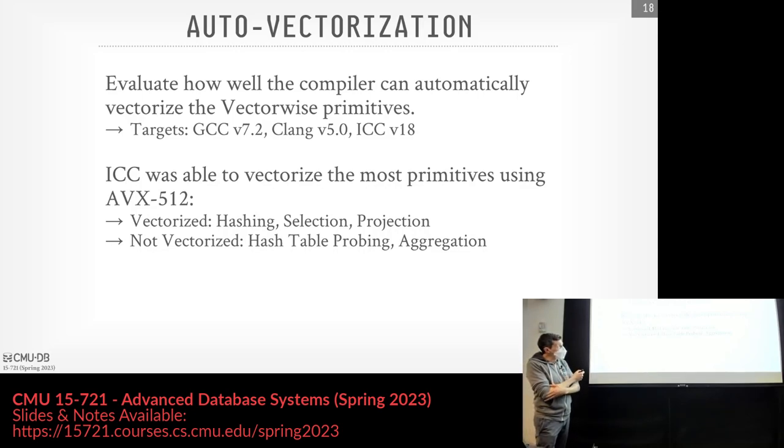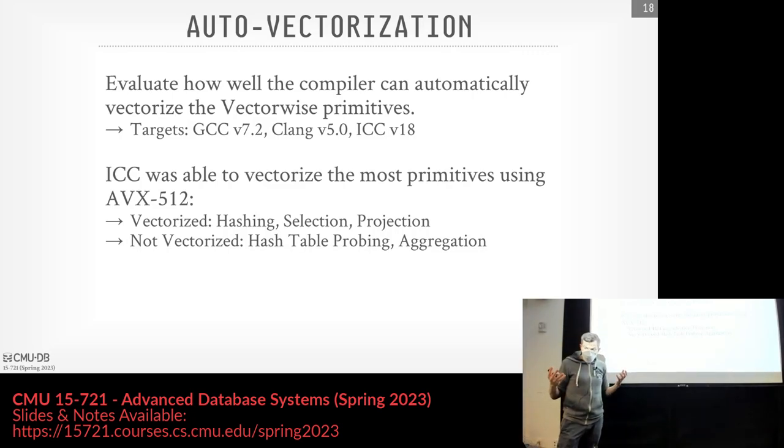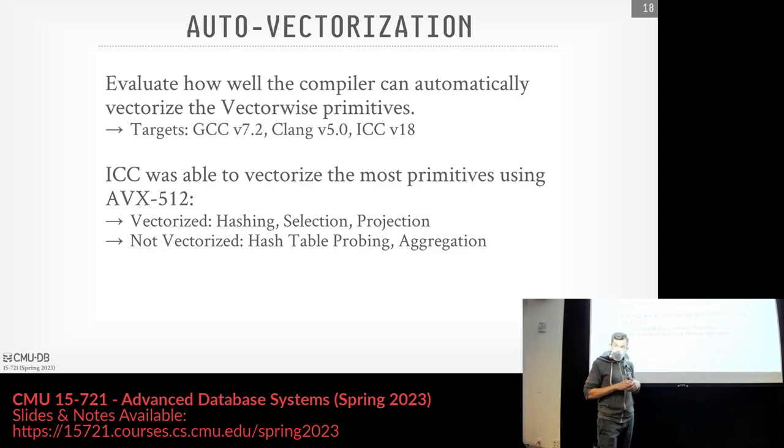All right, so the next thing they did is try to understand how well the compiler can automate the vectorization of these vectorized primitives. So in the original VectorWise implementation, I don't know what's in there now, but this is what Peter told me they built originally. They didn't write anything with intrinsics. They just wrote stuff that hoped the compiler could figure it out.